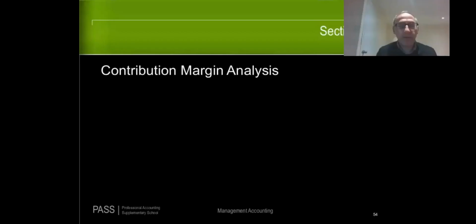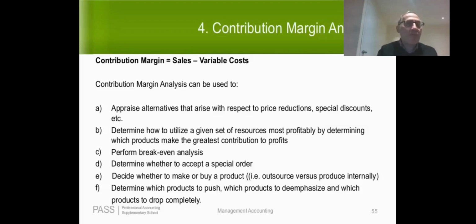Tonight, we're going to be working on one very important topic, and that is contribution margin analysis. As you're all probably aware, contribution margin is defined as sales minus variable costs. And I think everybody knows what variable costs are. Variable costs are the sorts of costs that vary with sales. If sales go up by 10%, the variable cost goes up by 10%, as opposed to fixed costs, which stay the same regardless of whether sales go up or not. So contribution margin equals sales minus variable costs.